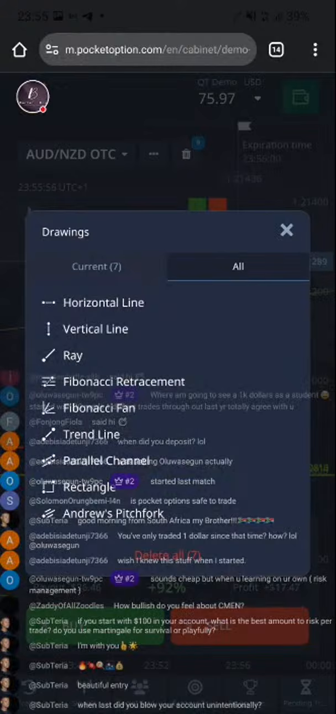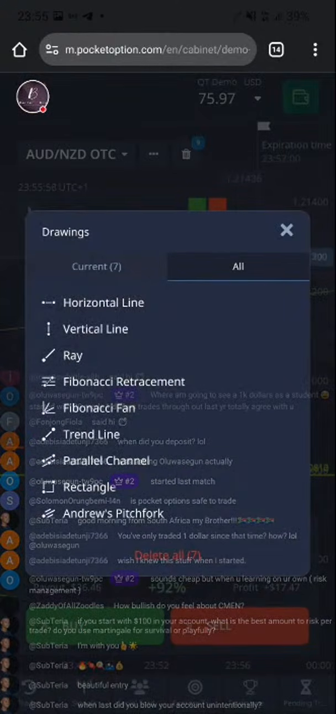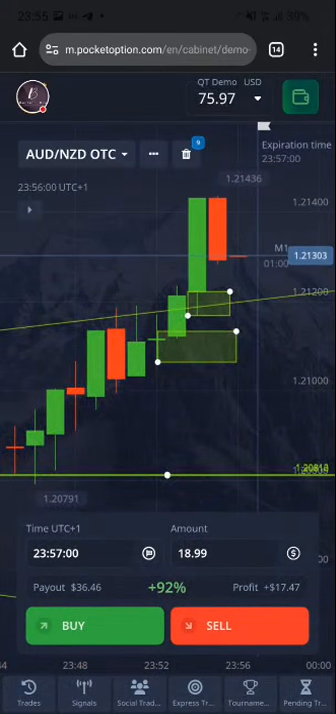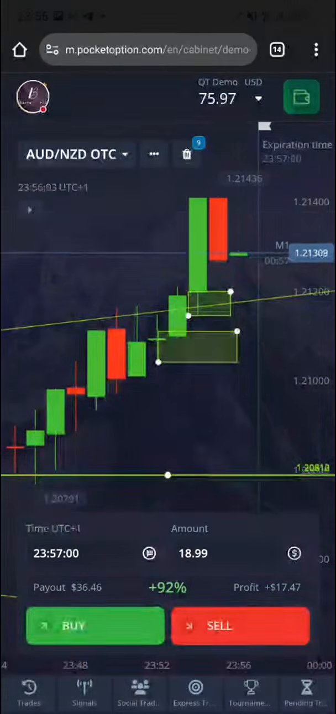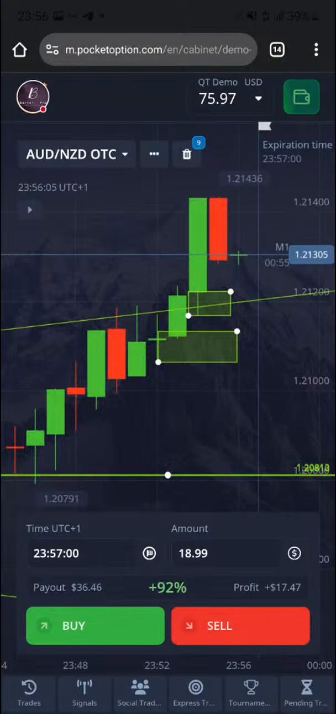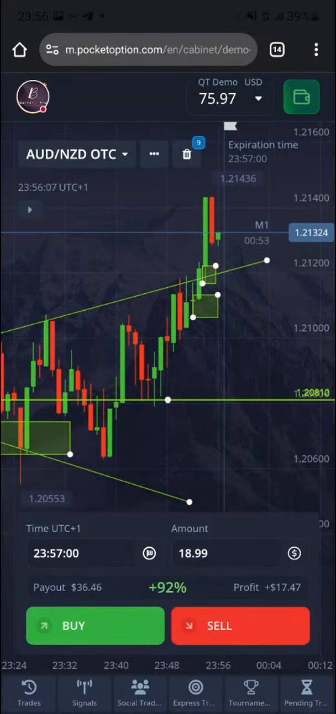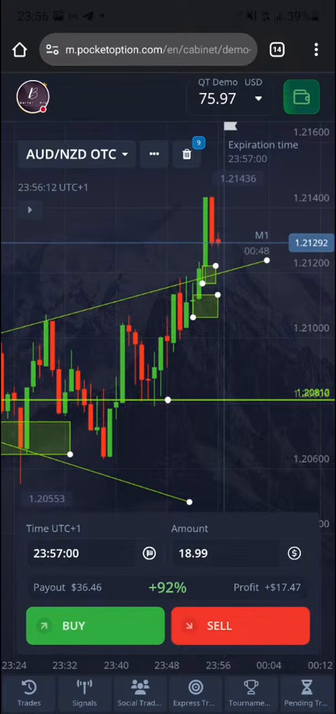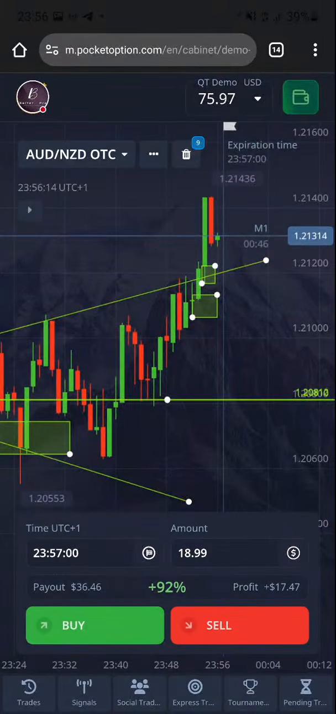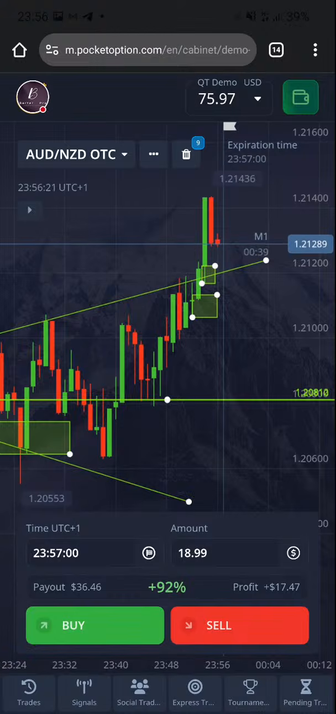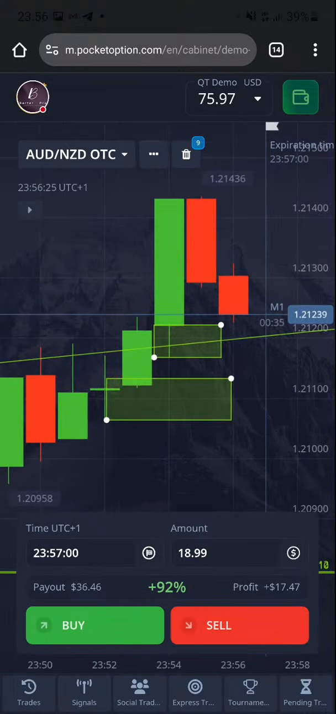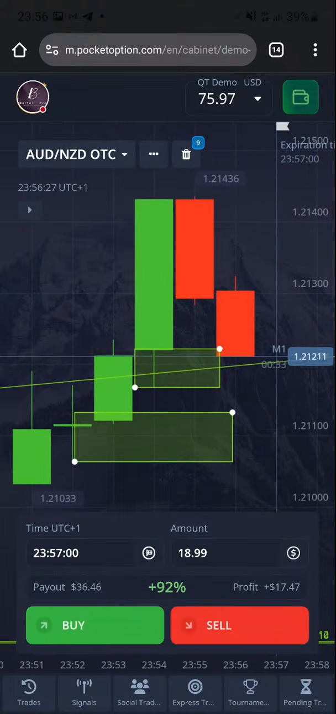Why? Because when last did you blow your account? Hmm, it's been a while though, but it happens. See, blowing account. Now let me tell you the gist. Even the biggest gurus, you understand, they are not immune to blowing accounts, and they are not immune to losing streaks. You have to see losing streaks as a normal thing, as part of trading.